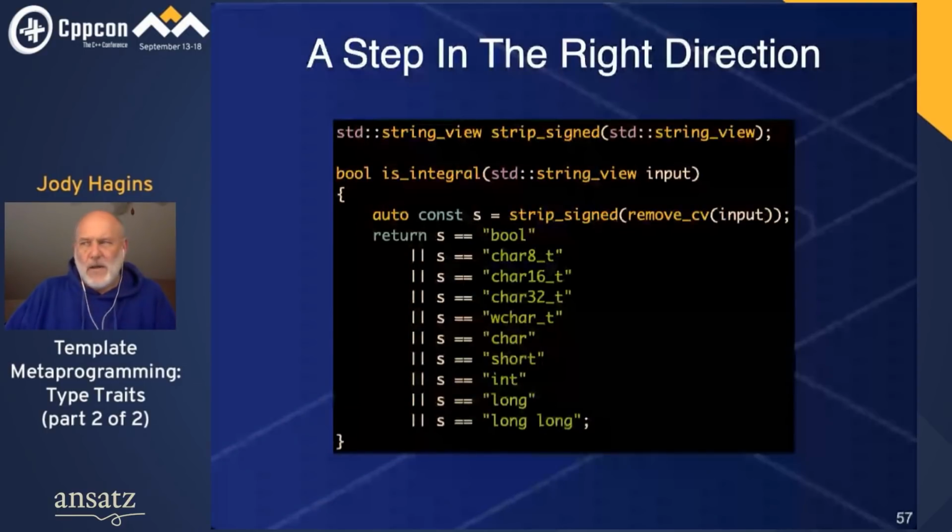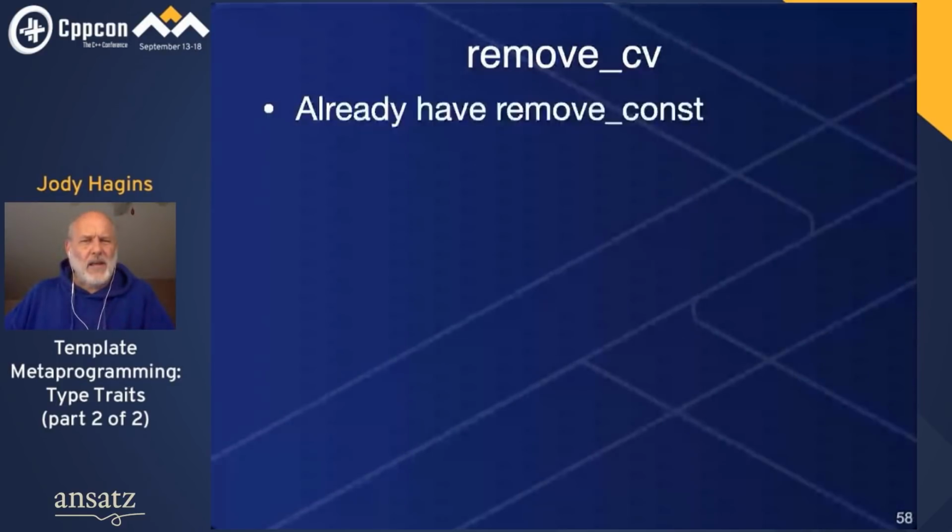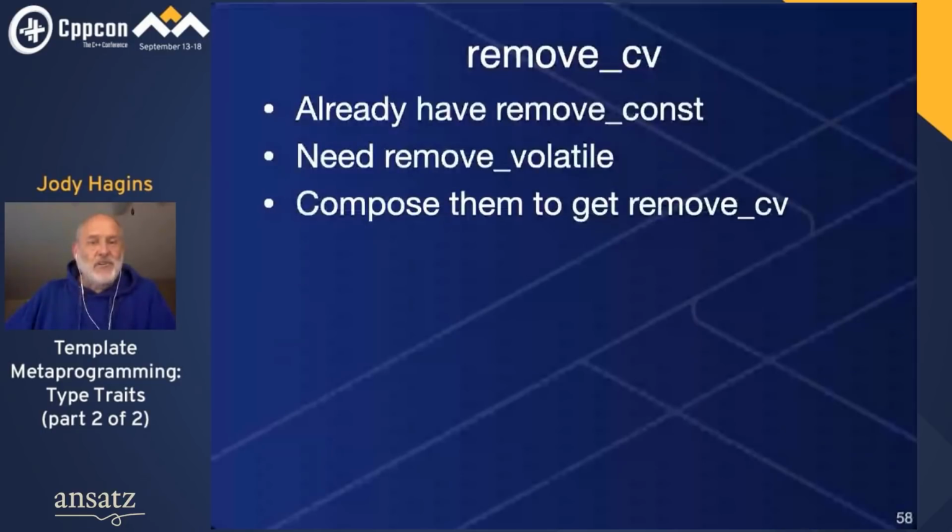So we talked about remove CV with strings, let's talk about remove CV with a metafunction. Now, we already have remove const. And remove CV, by the way, the CV are the const volatile qualifiers. So that's const and volatile. So we already have remove const. So what we need is a remove volatile. And then we can compose them together to get remove CV. And composition of metafunctions is similar in thought to composition of regular functions. It's different in implementation, but it's similar in the idea of what we're trying to accomplish.